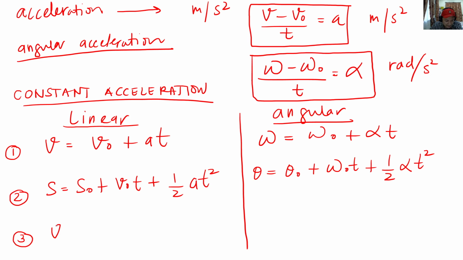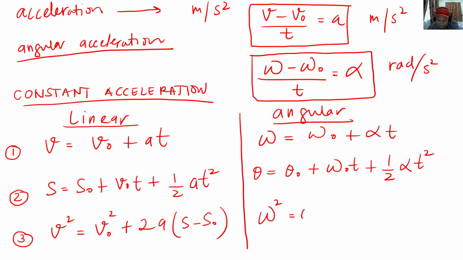Final formula, V squared is equal to V naught squared plus 2A times S minus S naught. This one is going to be omega squared is equal to omega naught squared plus 2 alpha times theta minus theta naught.